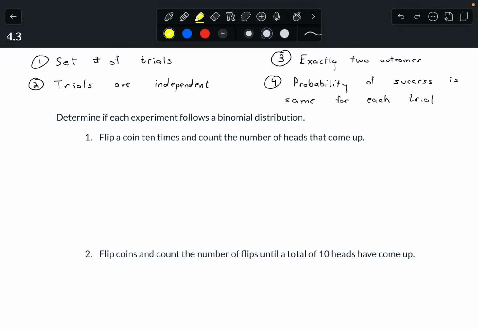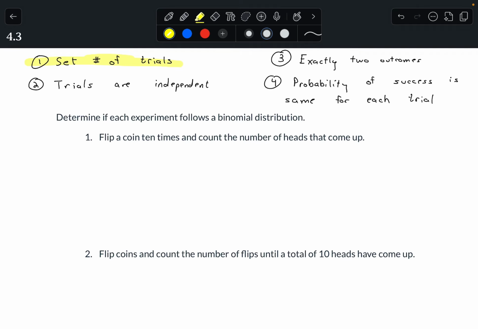Before we can begin working with probabilities of binomial experiments, we need to make sure we understand what a binomial experiment actually looks like. All binomial experiments have 4 characteristics that must be true. So first one is a set number of trials, meaning we are going to perform a certain trial multiple times, and you're going to decide how many times you're going to do that trial at the beginning of your problem, and that is not allowed to change.